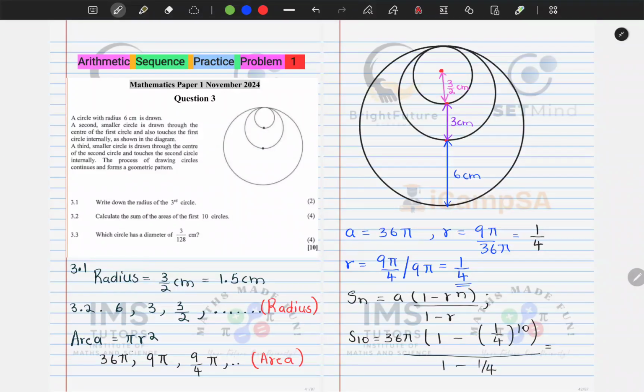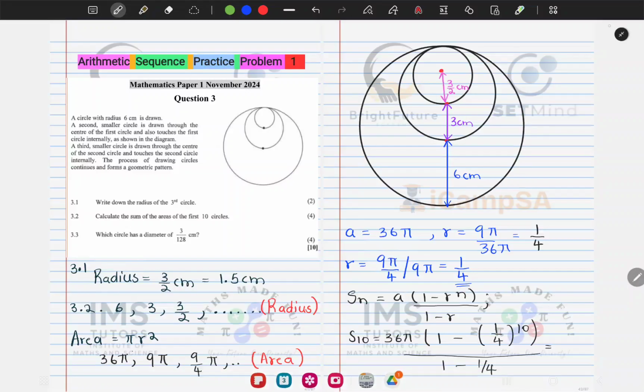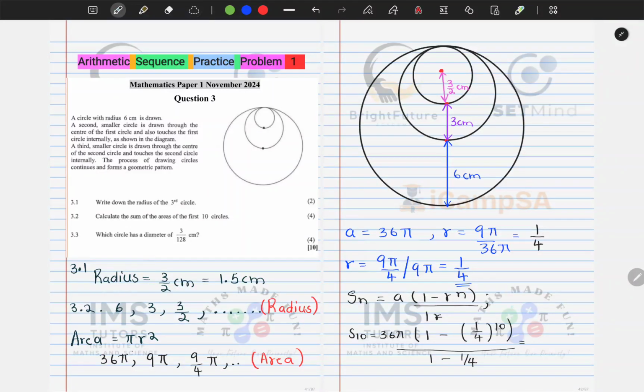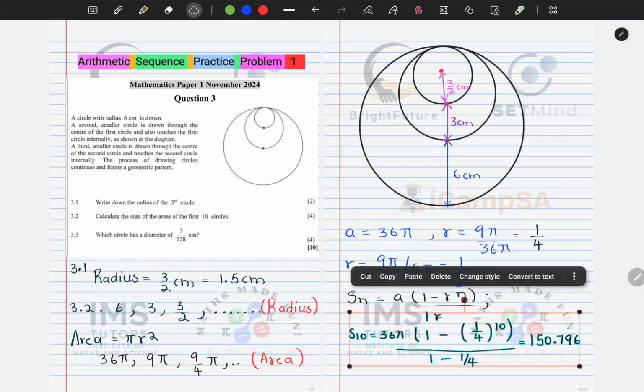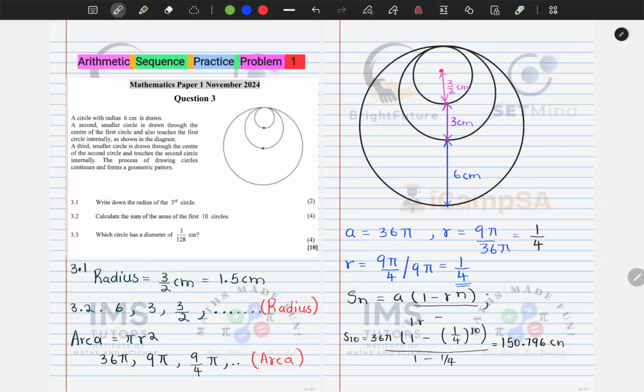So let's go and calculate the sum of the areas of 10 circles. So the answer which we end up getting is 150.796. And remember the units, we are looking at centimeters. So this is going to be centimeters squared.